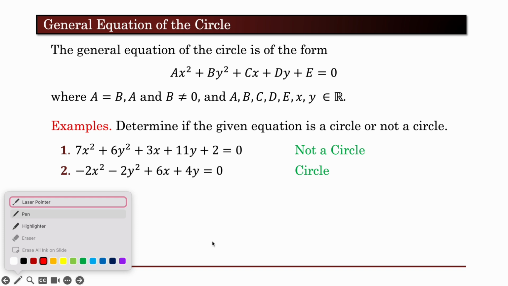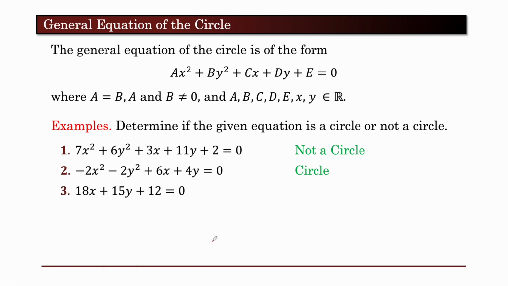Next po. Number 3. 18x plus 15y plus 12 equals 0. Okay? So, 18 is your letter C, 15 is D, 12 is E. This time, wala tayong A and B. Okay? If A and B are not reflecting to our general equation, that means A and B are 0. But, hindi niya na-satisfy si second condition. That's why 3 or number 3 is not a circle.